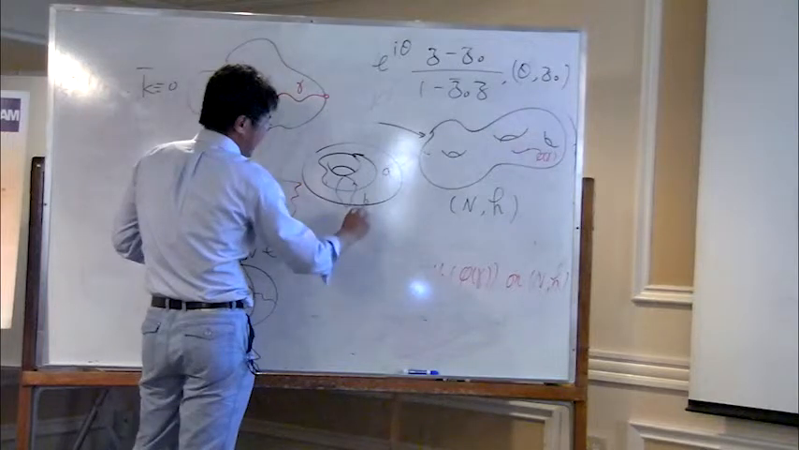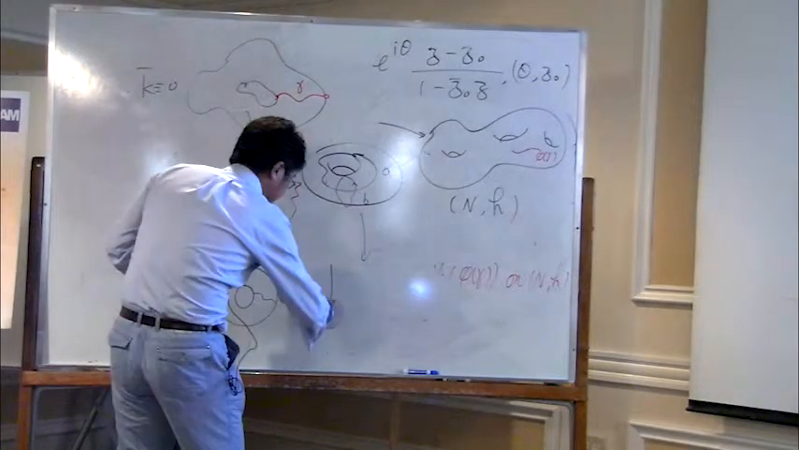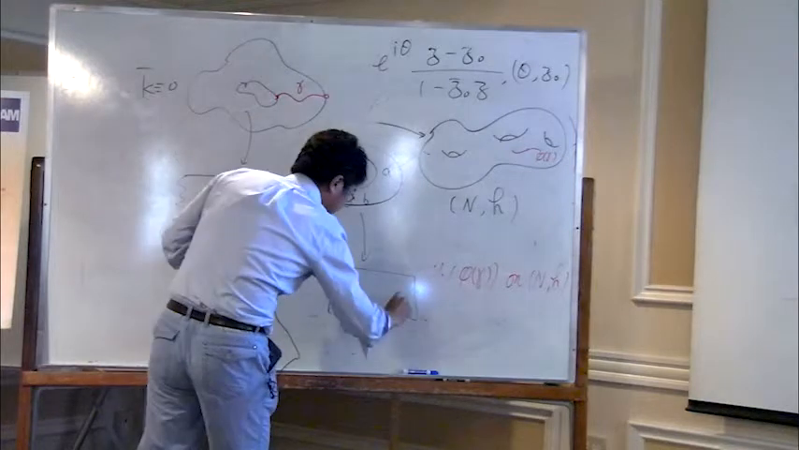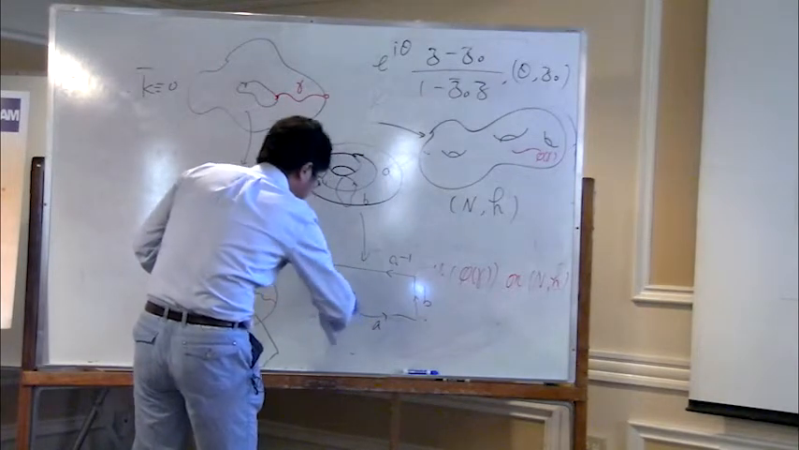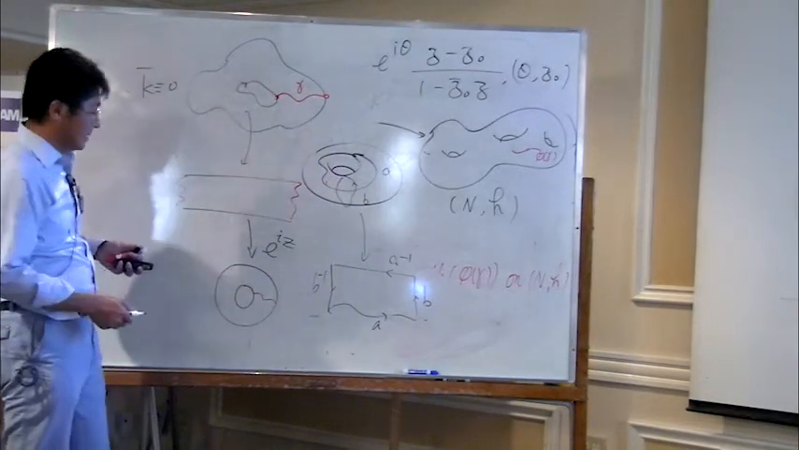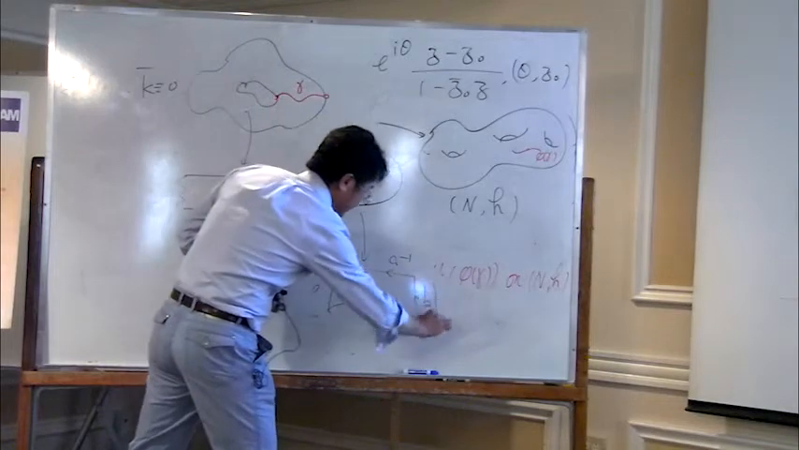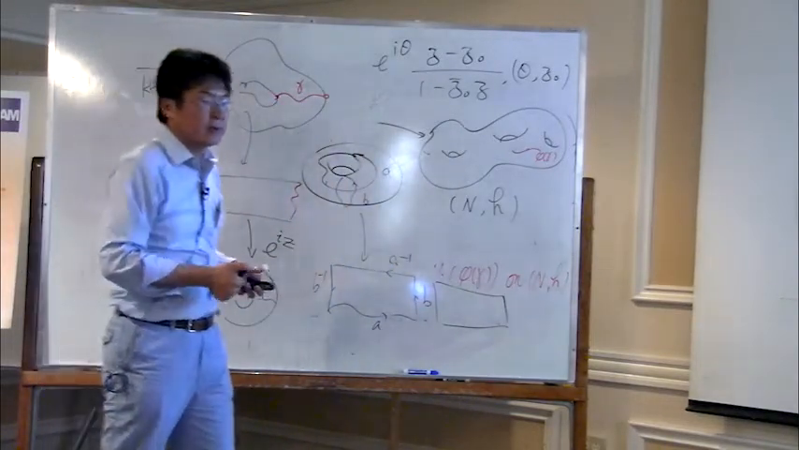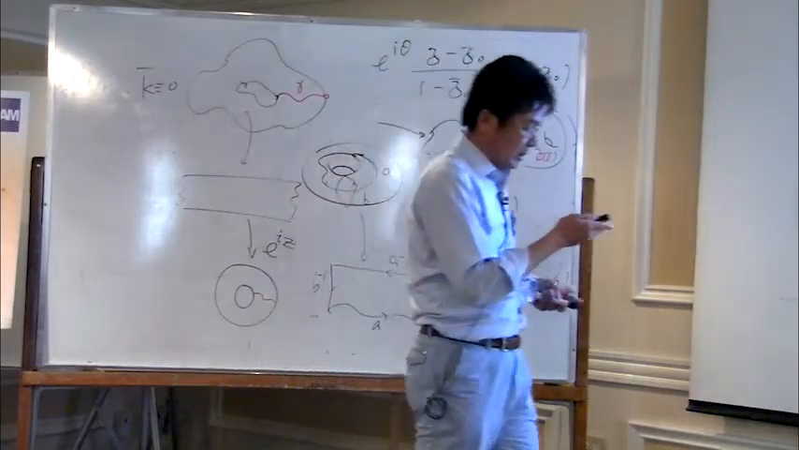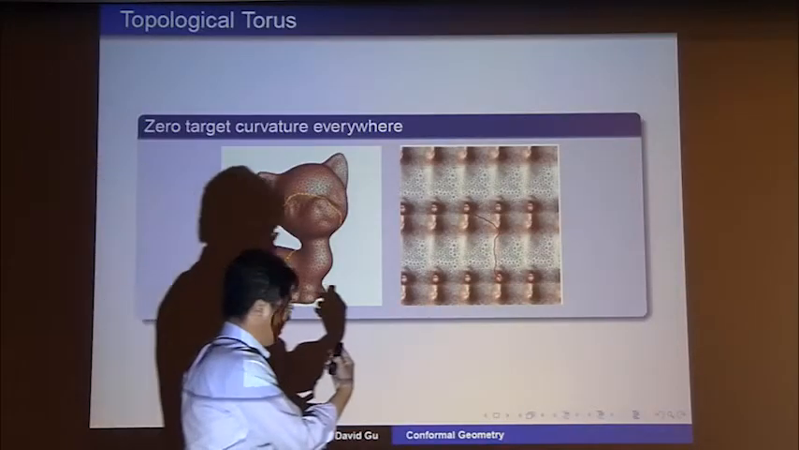Then using the flat metric, we can map the surface. This is A, this is B, this is A inverse, this is B inverse. Then we get one period. Then we can make many copies of this period, which can tile the whole Euclidean plane. So that's how we build the figure here.